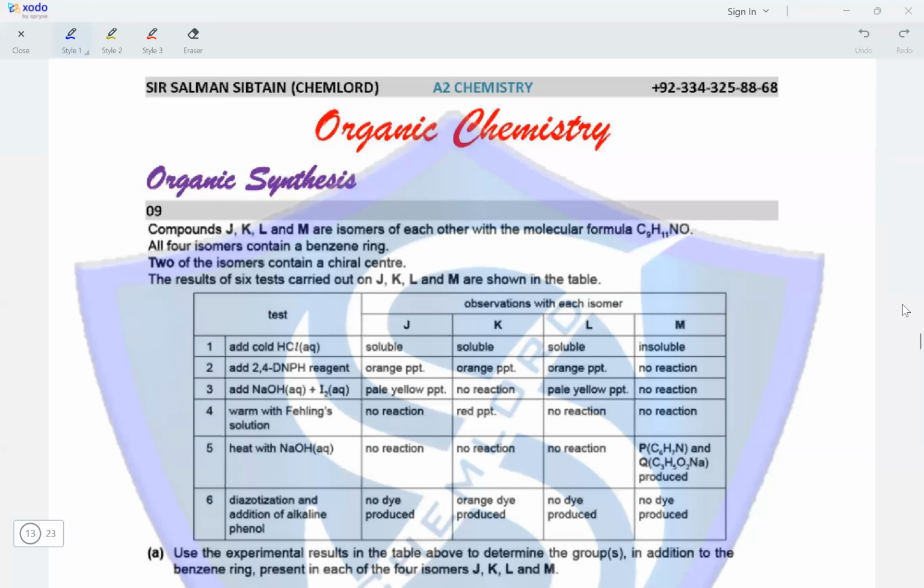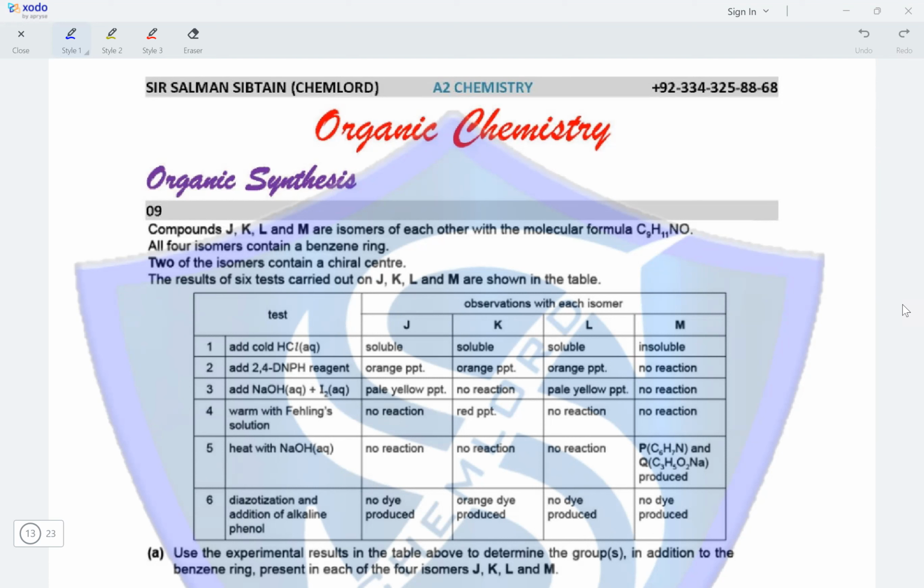Question 9. Compound J, K, L, and M are isomers of each other with the molecular formula C9H11NO. All four isomers contain a benzene ring. Two of the isomers contain a chiral center. The results of 6 tests carried out on J, K, L, and M are shown in the table. Okay, so on adding cold HCl, J is soluble, K is soluble, L is soluble, and M is insoluble. That means J, K, and L will contain an alkaline group.